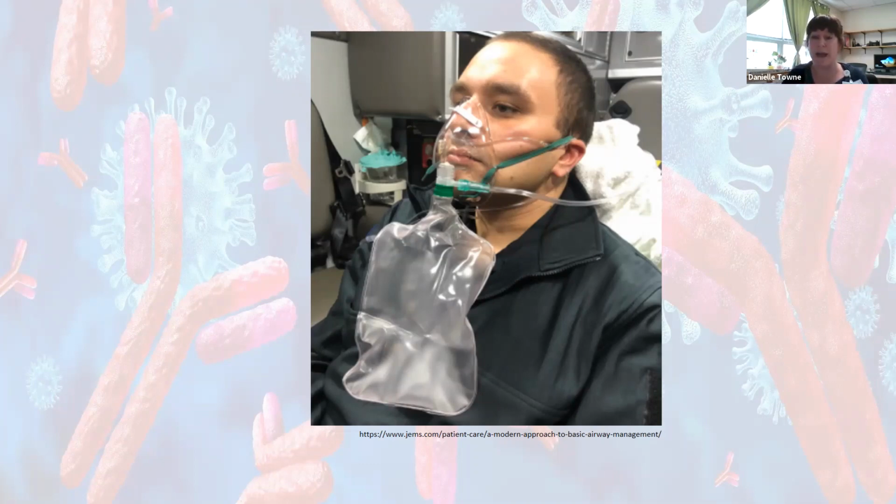And we would achieve this by having both a nasal cannula and a non-rebreather. You could also do a nasal cannula and BiPAP if they were already on BiPAP and they were maintaining appropriately enough to be on BiPAP.